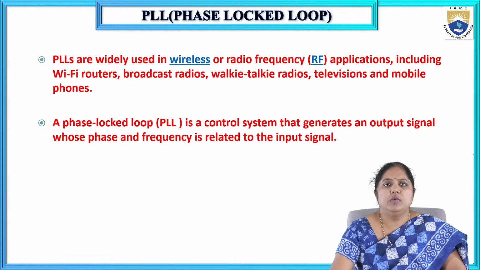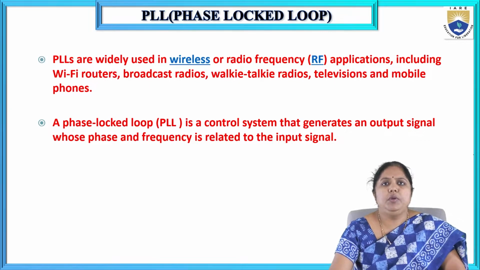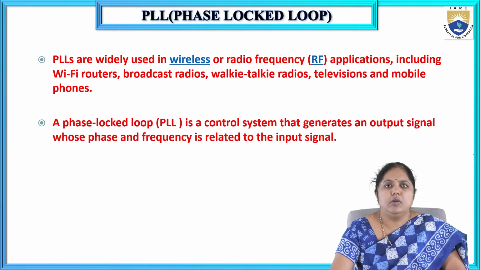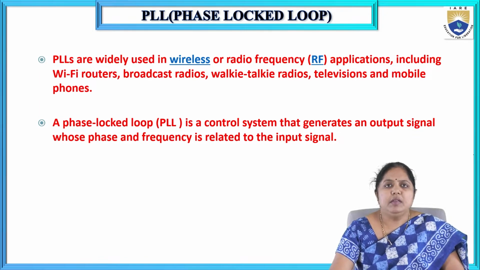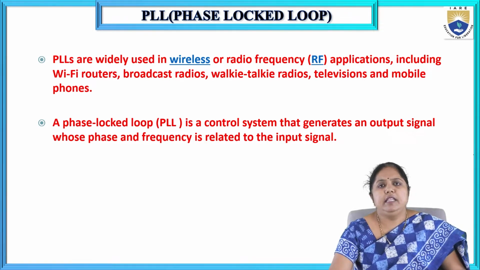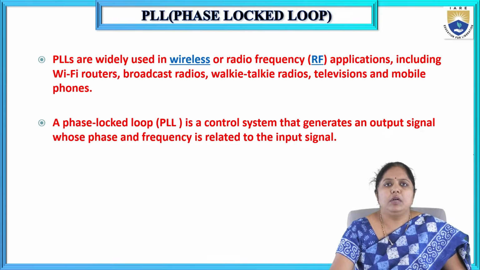So in radios, what we are doing is just tuning the corresponding frequency. If the frequency is tuned to 98.3 megahertz, then only I can hear the voice. In a similar fashion, for satellites, radio communication, radar systems, as well as wireless communication systems, frequency and phase signal tuning is required. At that place, I can use the phase locked loops.